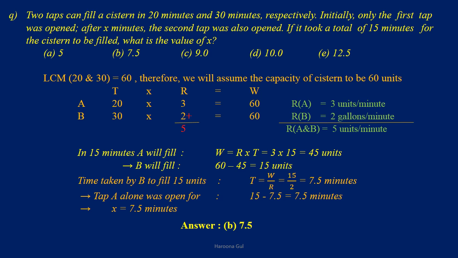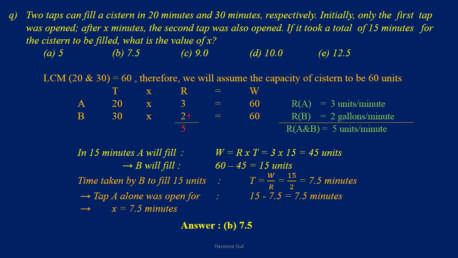However, we do know that tap B is filling the cistern at a rate of 2 gallons per minute. Putting the values of W and R of the second tap, we get T is equal to 7.5 minutes. So, in 7.5 minutes, the second tap fills the cistern with 15 units of water, right?